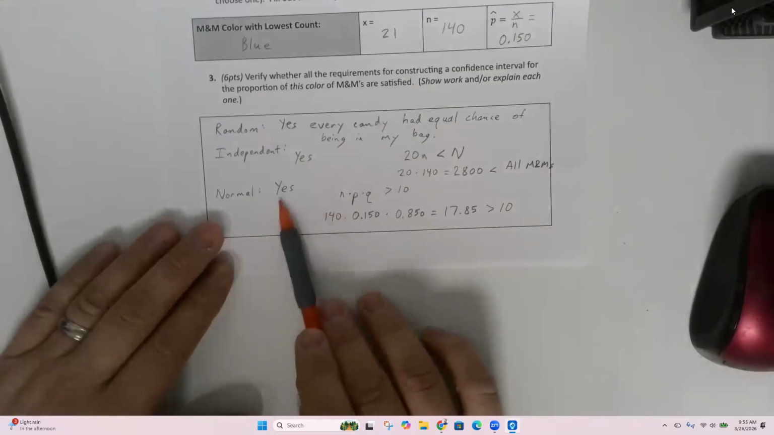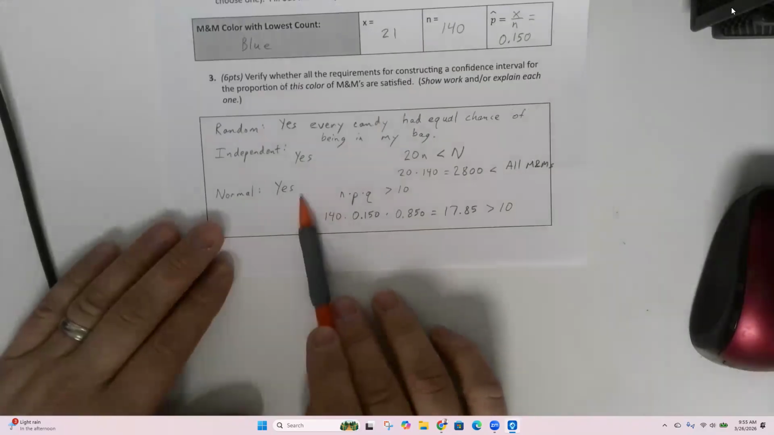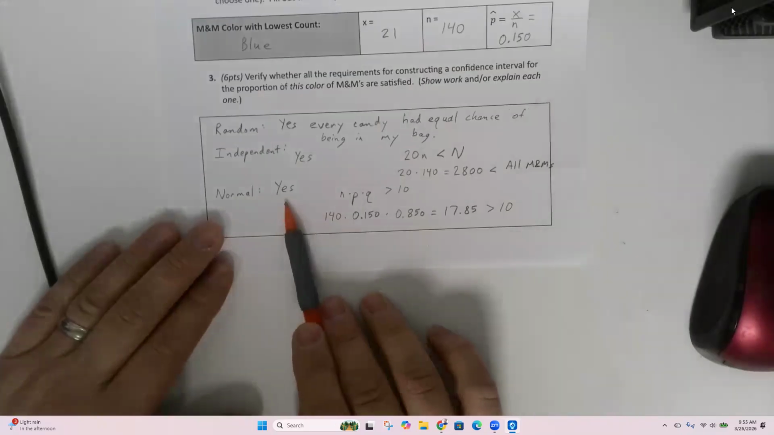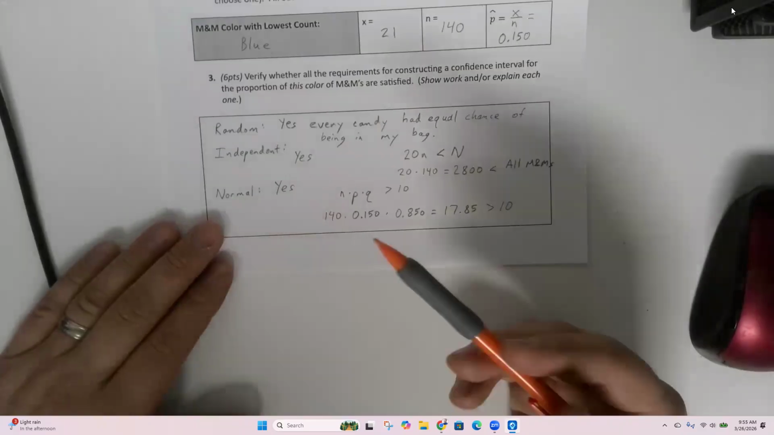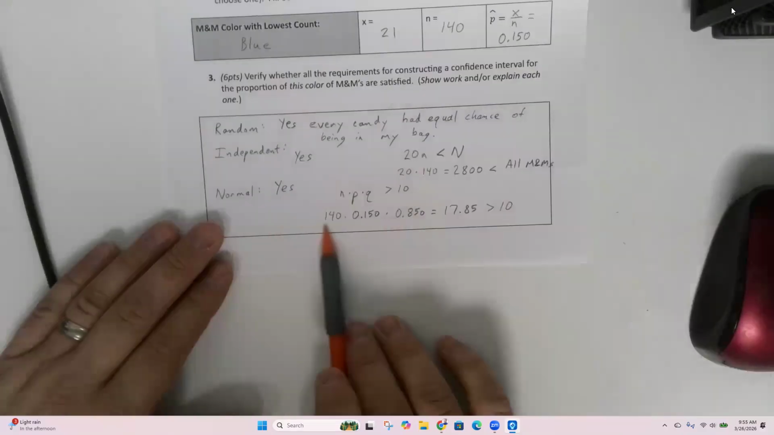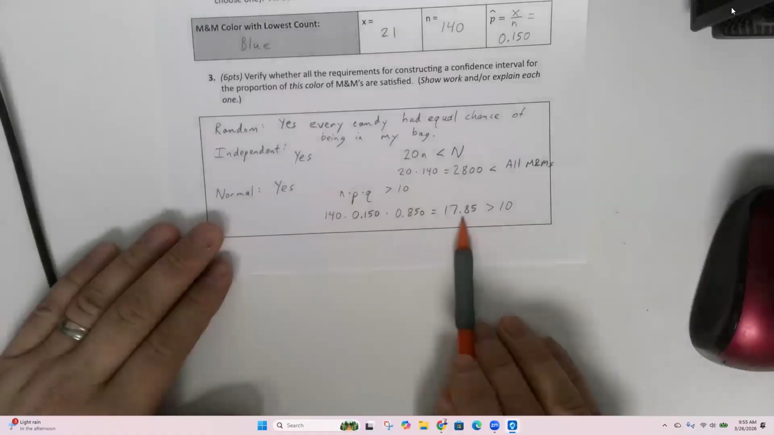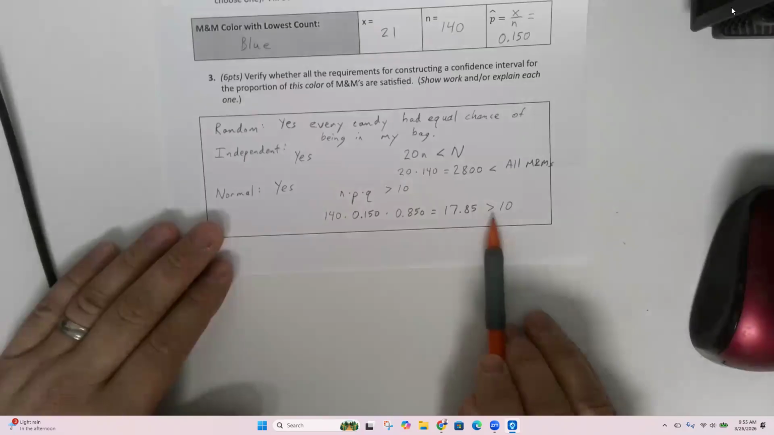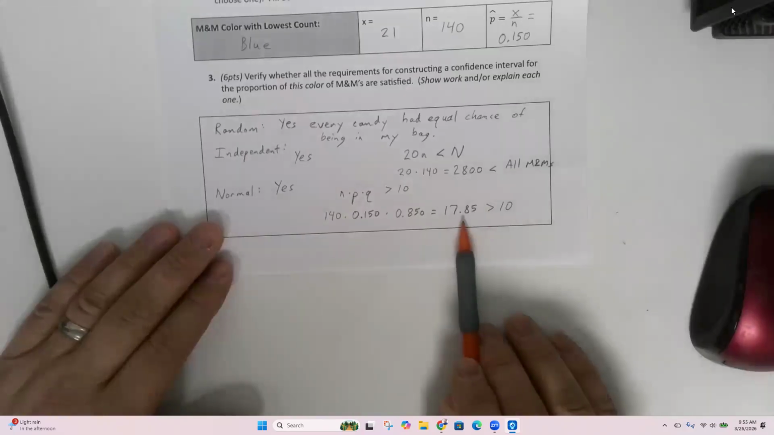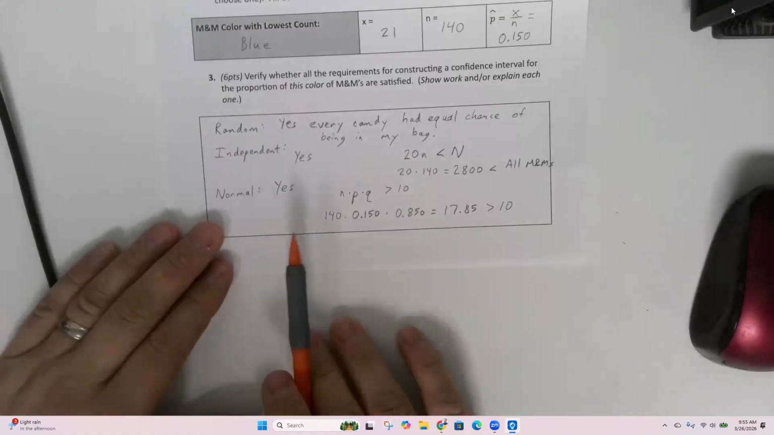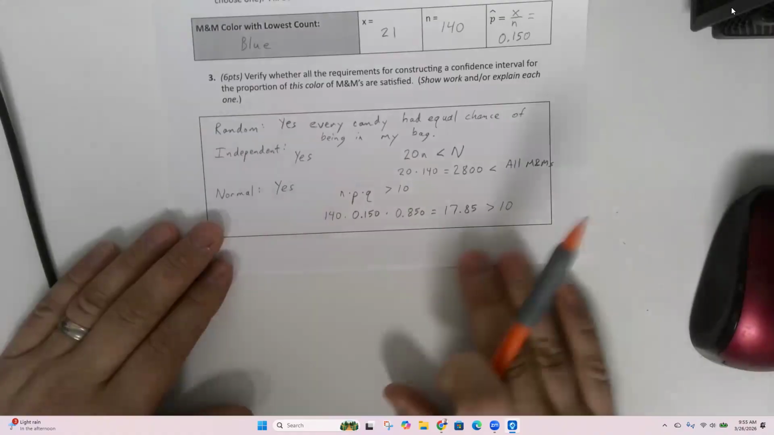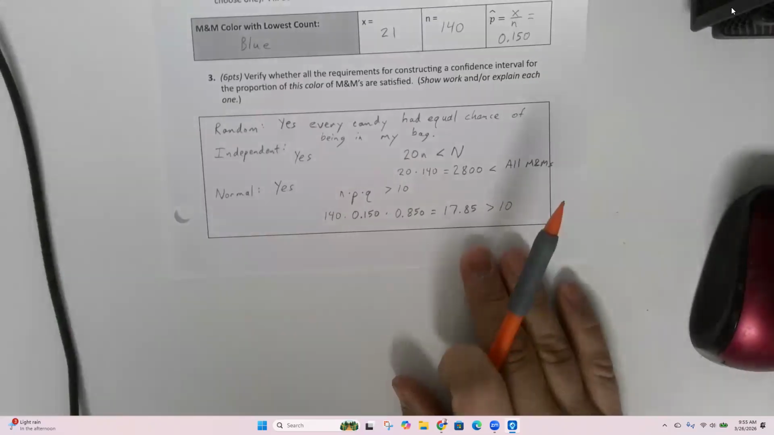So you probably ended up getting a no on normal, and this is the one that people get no's on the most often. It's because our sample size might not be big enough. I had 140 M&Ms, and I was at 17. 17 is bigger than 10, but honestly, it's not that much bigger than 10. For those of you who got no's, how big was your sample size? Montez had 208, but he got a yes.